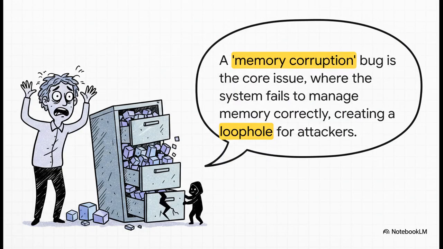The problem itself is what tech folks call a memory corruption bug. Again, sounds complicated, but let's stick with our librarian analogy. Imagine that librarian's filing system is just a total mess. They get confused and start putting information in the wrong drawers in the device's memory. And when that happens, it creates a tiny little opening, a loophole. And that loophole is exactly what a hacker needs to sneak right in.